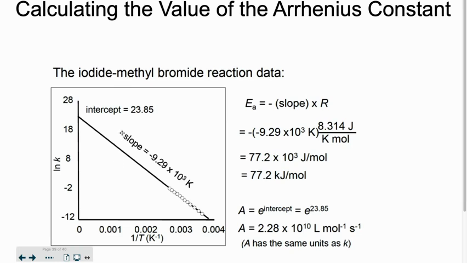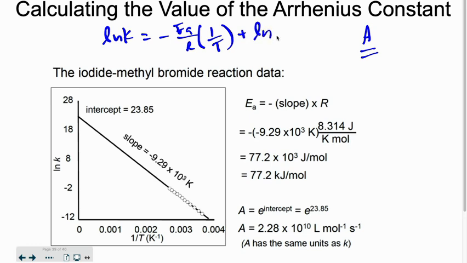The last thing you have to do is to be able to calculate the value of the Arrhenius constant, A. If you recall from that last equation, which was ln K equals negative EA over R times 1 over T plus ln A, ln A was your y-intercept. So in this case, my y-intercept is right there. It's given to me as 23.85. To calculate the value of A using the y-intercept, it's e to the intercept, and you end up with this value of A.